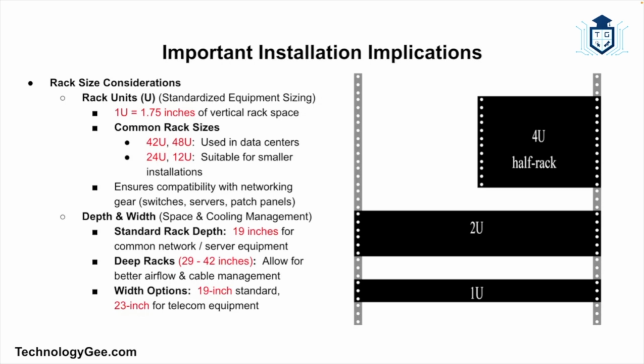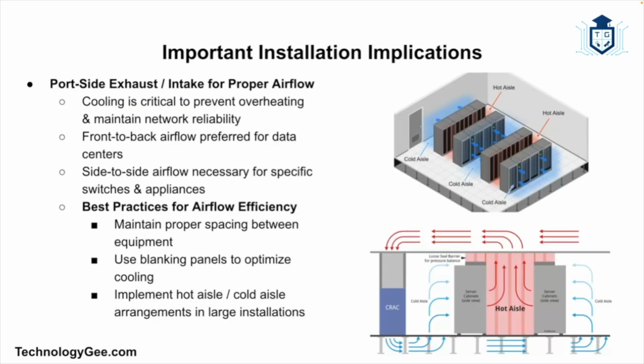Then we have depth and width. The standard rack depth is 19 inches, and this is common for networking and server equipment. And deep racks, which could be 29 to 42 inches, accommodate cable management and airflow optimization. And then you have width considerations, and these are 23-inch racks, and they are less common, but they exist for telecom equipment.